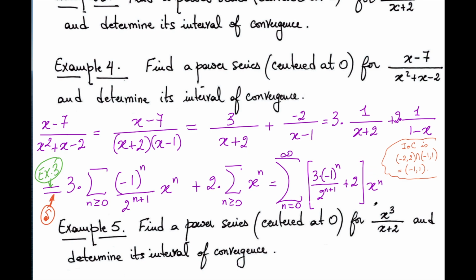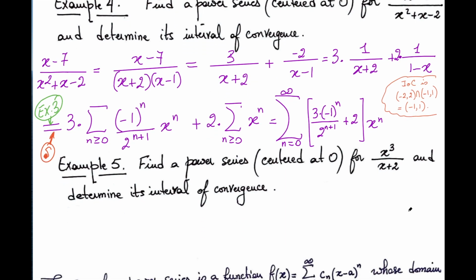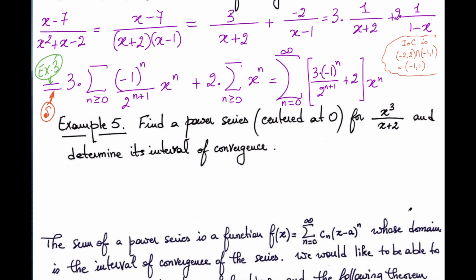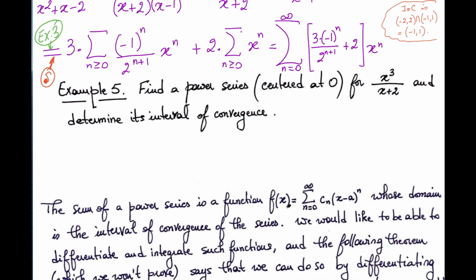Okay, so that series is going to be, at the end of the day, a power series centered at 0 representation for this function, as long as x is between minus 1 and 1, right? Don't forget this, as long as x is between minus 1 and 1. Okay, moving on. Example 5: find a power series centered at 0 for this function, x cubed divided by x plus 2, and determine its interval of convergence.